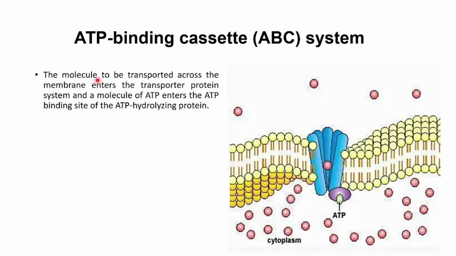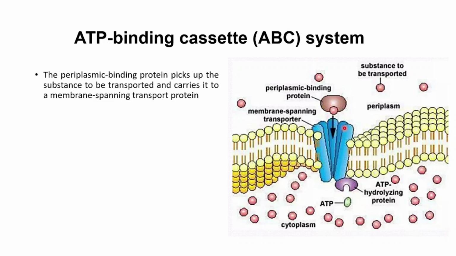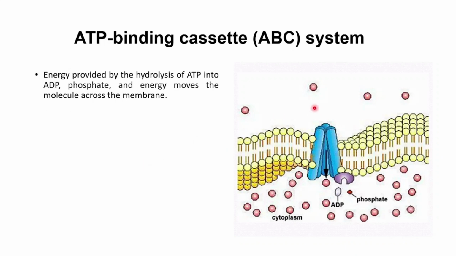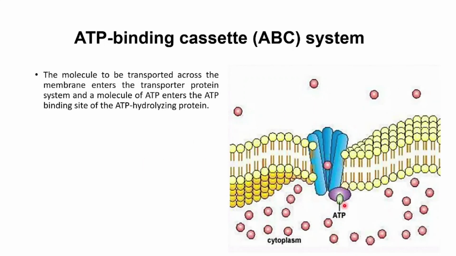In the next step, the molecule that is to be transported across the membrane enters the transporter protein, and a molecule of ATP enters the ATP binding site of the ATP hydrolyzing protein. Here we can see this is the ATP, this blue one is the transporter protein, and the purple side is the ATP hydrolyzing protein. Once the solute is pushed inside the transporter protein to be shifted to this side, ATP comes and attaches to the ATP hydrolyzing protein. This is the second step. These happen simultaneously.